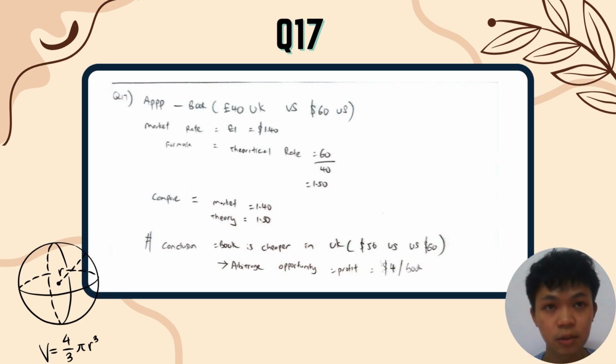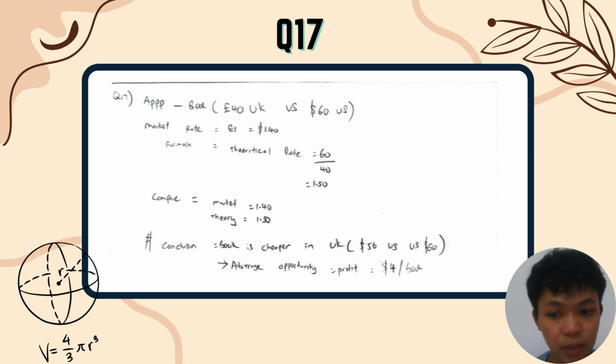The book in the UK is 40 pounds and in the US is 60 US dollars. So step 1, we need to use the APPP formula. The formula is the exchange rate is equal to the price in USD divided by the price in GBP. So we will calculate the theoretical exchange rate first. We use 60 divided by 40, so it's equal to 1.5. So GBP 1 is equal to USD 1.5.